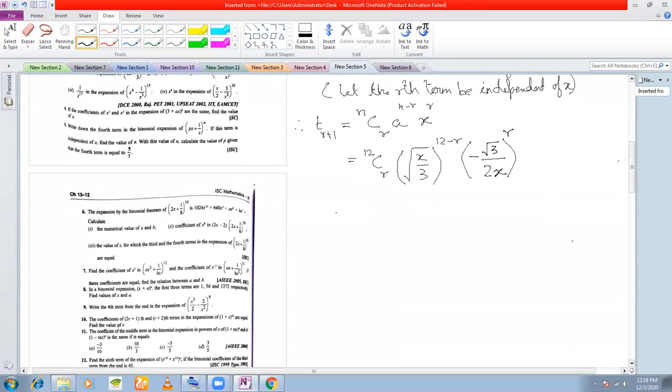Now let us simplify this. 12cr, root of x by 3 can be written as x by 3 to the power of half, and this is raised to the power of 12 minus r. And here you have a minus raised to the power of r. So what you can do here is you can take minus out. You can write this as minus 1 to the power of r, and you can write this as root 3 by 2x to the power of r. Any confusion with this step?